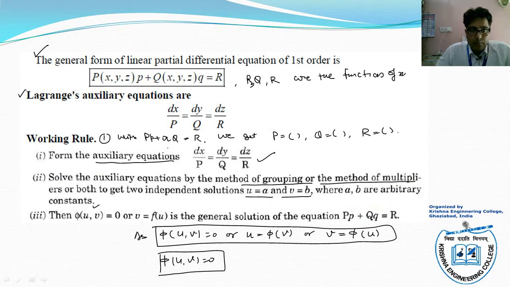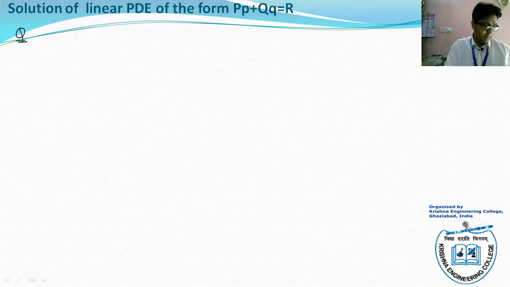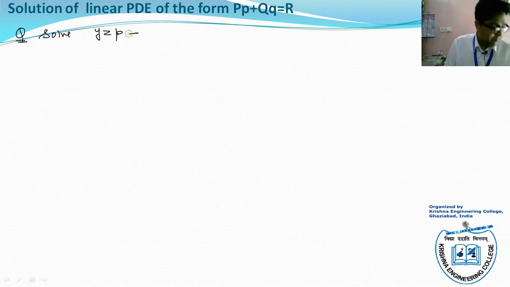Now we learn the whole process with the help of the examples. Solve yz p minus xz q is equal to xy.